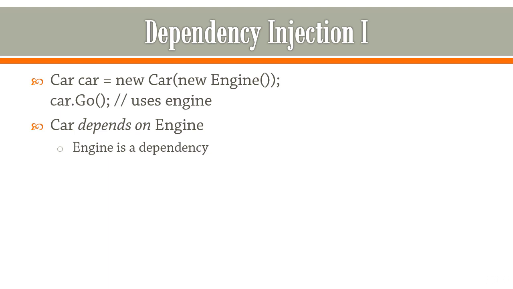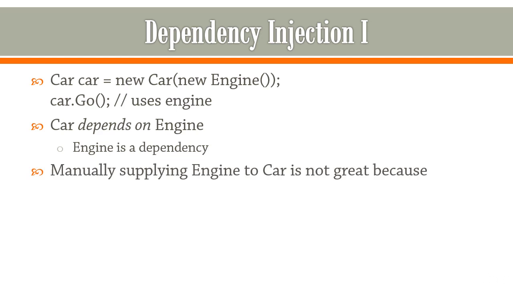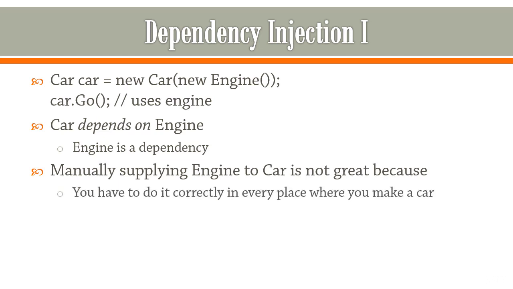So the problem with this approach, the problem with the kind of code that I've written up above, is that manually supplying the dependencies is really not great for a whole number of reasons. First of all, you have to supply the correct dependencies in every location where you need to make a particular component. So you need to make a car in 100 places, and in those 100 places you need to specify the right constructor parameters. And then of course what happens is you change the car, you do a refactoring where you add an additional parameter, and suddenly you have to add that parameter in 100 locations.